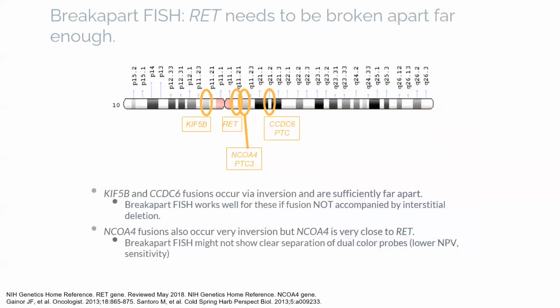So the potential problem with the sensitivity of RET FISH lies in the distance of the fusion partner to that of RET. All three of the most common partners in the yellow boxes here are on the same chromosome as RET, which is chromosome 10. But as you can see here, NCOA4 is very close, and only approximately 2/3 of these fusions can be detected by FISH due to the subtlety of the split signal.